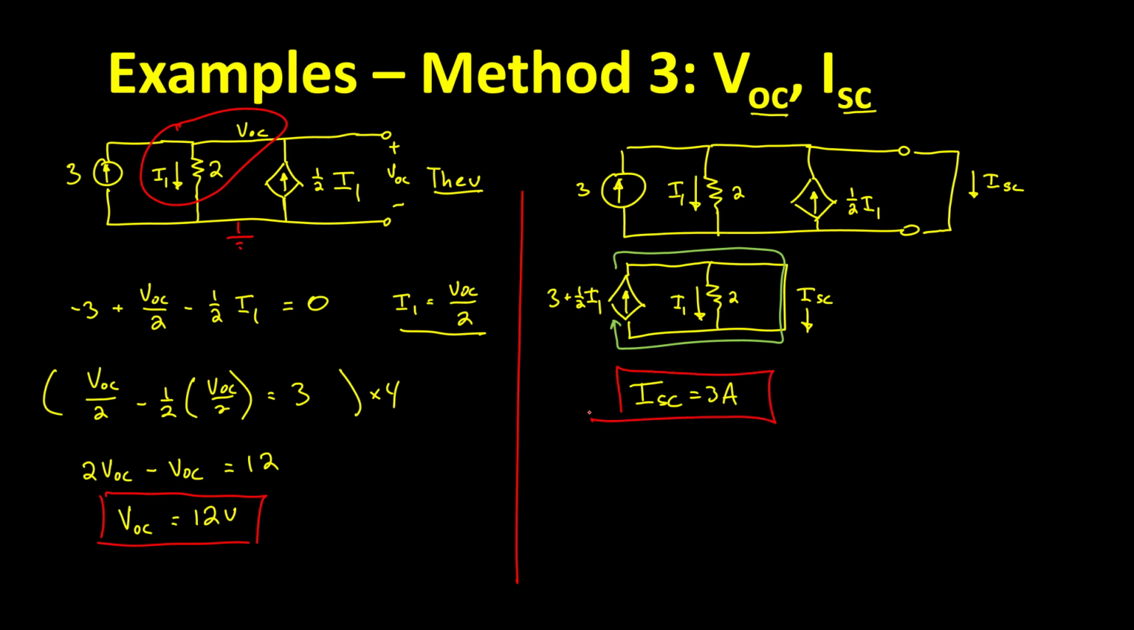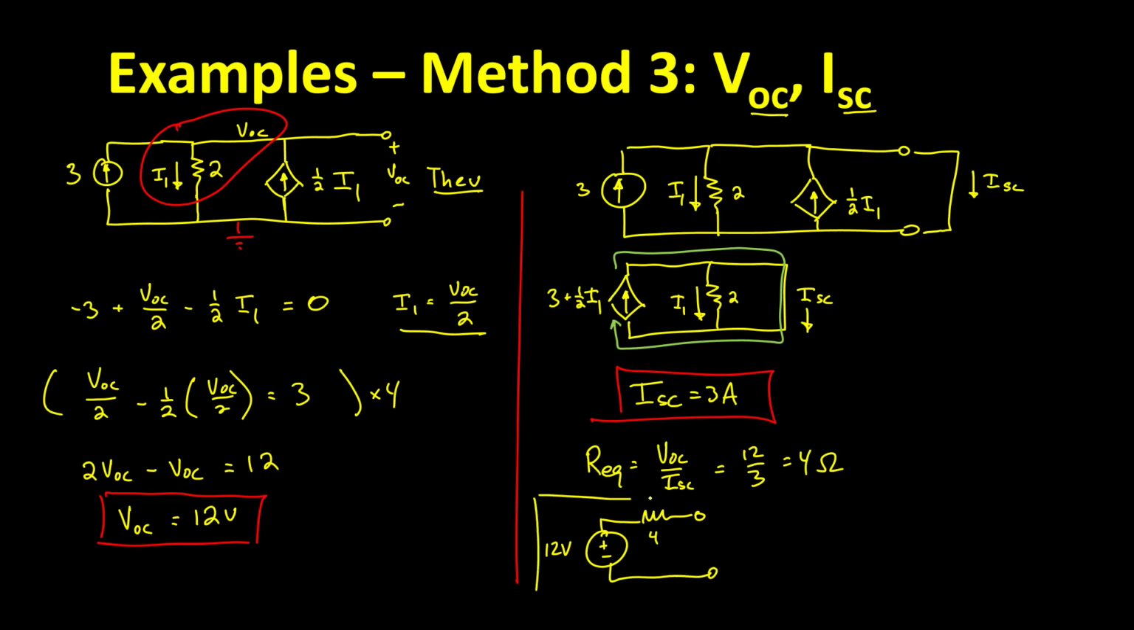Now that you've found both the open circuit voltage and the short circuit current, now we can find our equivalent resistance, which by Ohm's law is equal to VOC over I short circuit, which is 12 over 3 or 4. And now we can draw our Thevenin equivalent as our VOC, which is 12 volts, with a series 4 ohm resistor. And this is our Thevenin equivalent using method 3.